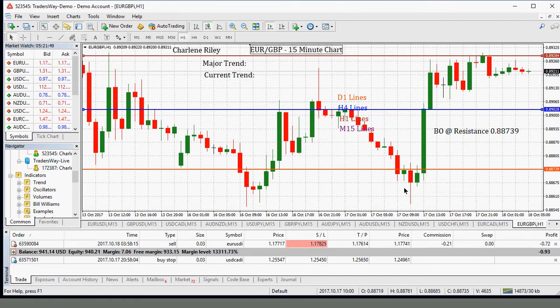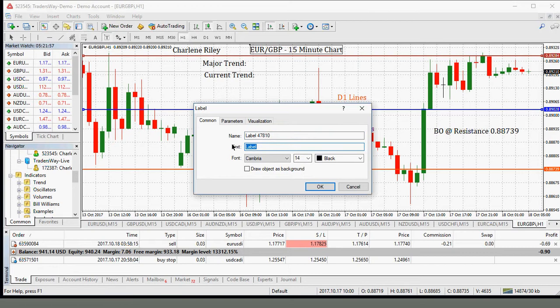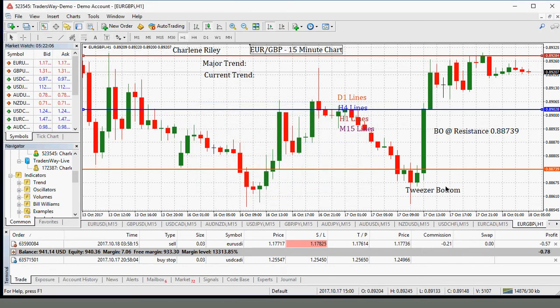Because I had that breakout and I had this tweezer bottom, and I'm putting that there, because that's where it is right here. So because of this tweezer bottom and the breakout of resistance here, that's going to have me enter into a buy.